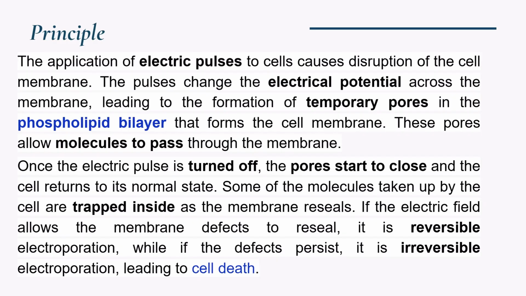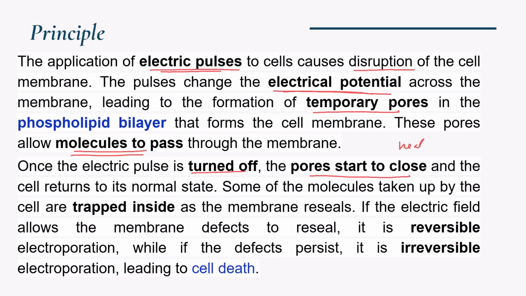Okay, so Neumann is the person who developed the concept of electroporation in 1982. So let's move into the principles. The application of an electric pulse to the cell causes disruption of the cell membrane, and the pulse changes the electrical potential. So this disruption of the cell membrane occurs due to the change in electrical potential across the membrane, leading to temporary pores in the phospholipid bilayer that forms the cell membrane. These pores allow molecules to pass, and when the electricity is turned off, the pores start to close, that is, they heal. Okay, and the molecules will be trapped inside the cells.